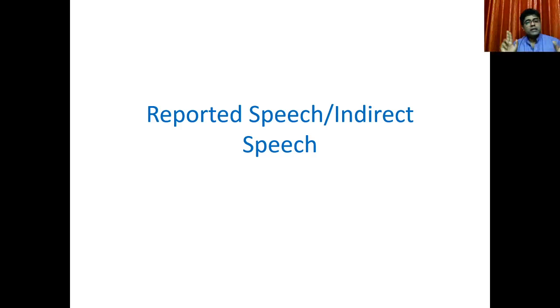Hence, I'm sure by now you got the idea that in the direct speech, the direct words of the speaker are there. Whereas in the indirect speech, in the reported speech, we do not have the speaker there. We have the reporter. Hence, everything belongs to the reporter. What belongs to the reporter? The words belong to the reporter. The time belongs to the reporter. Sense belongs to the reporter.